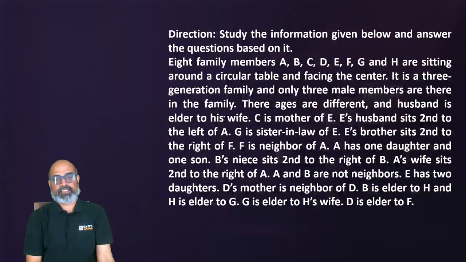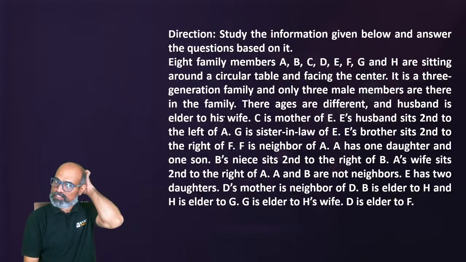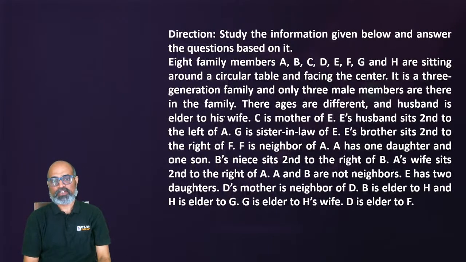Okay, the next set. 8 family members are sitting around a circular table, again a circular table, and facing the center. Thankfully, we do not have facing and away. It is a 3-generation family and only 3 members are male. That means the remaining 5 are female. Their ages are different, and the husband is elder to his wife. C is mother of E, E's husband sits second to the left, his sister-in-law sits next, and so on and so forth. Right.